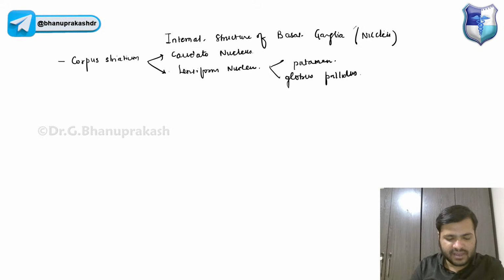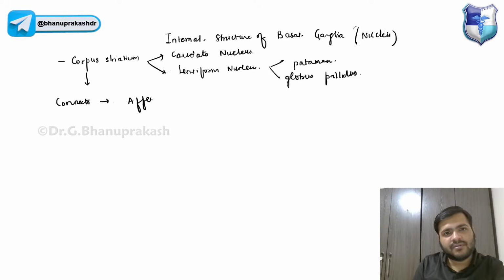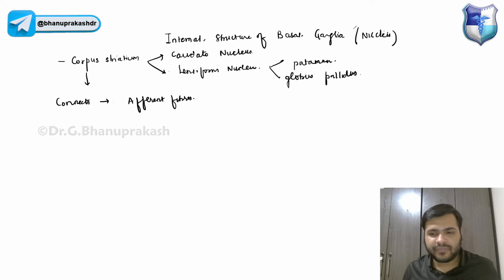Now, connections of the corpus striatum. If we talk about the connections of this part, let us first talk about the efferent fibers. Efferent fibers. Now, guys, just try to remember over here.